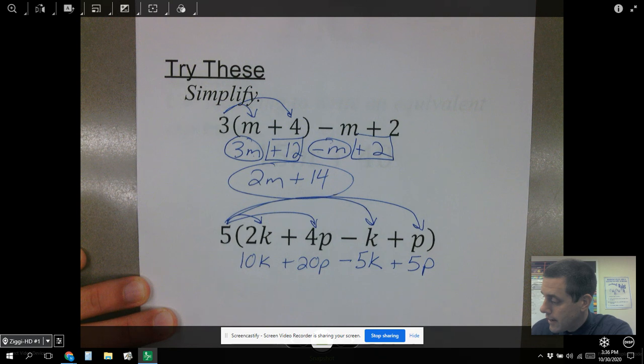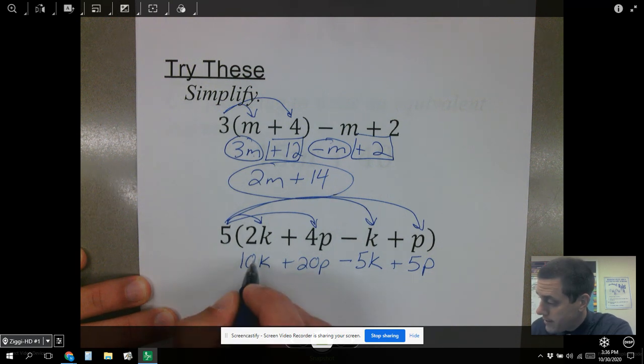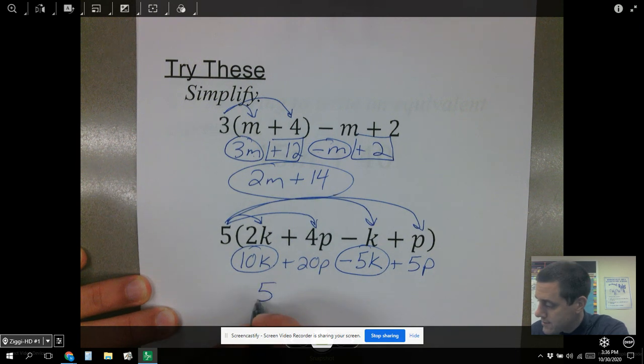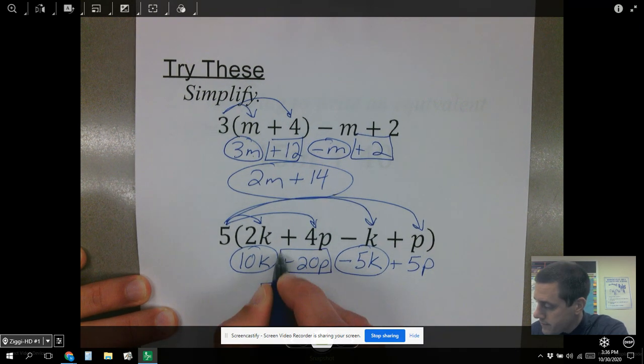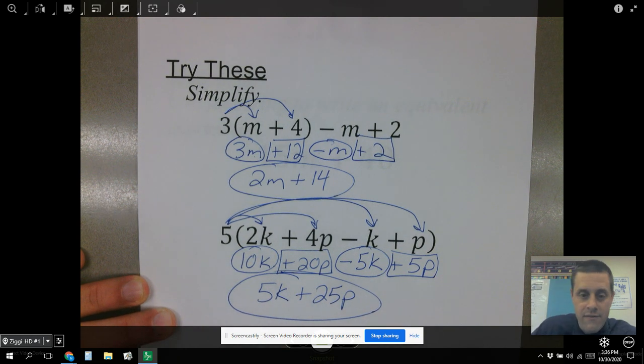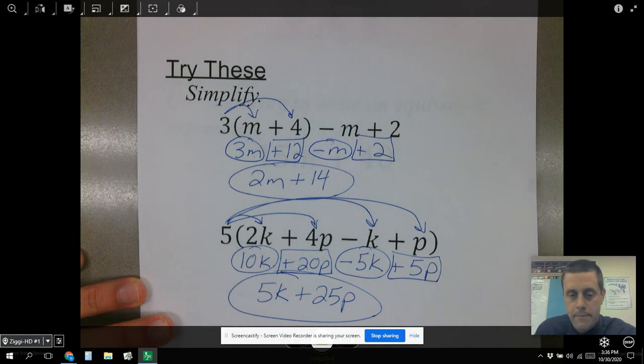Now we use our like terms to combine our like terms. 10k minus 5k is 5k. 20p plus 5p is a positive 25p. So our final answer, 5k plus 25p.